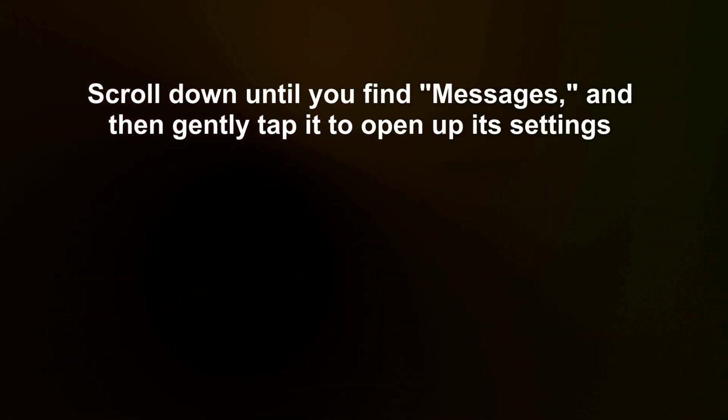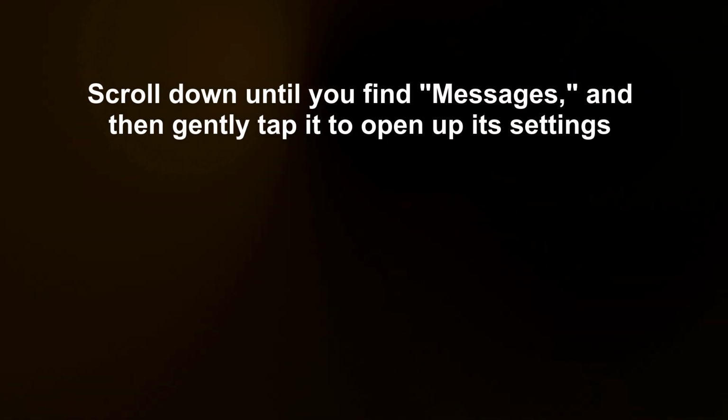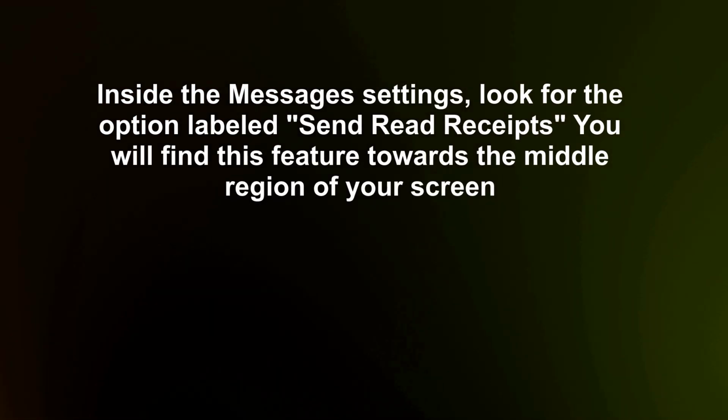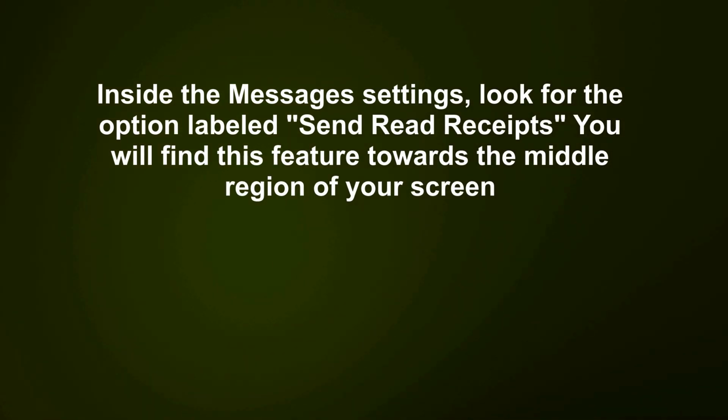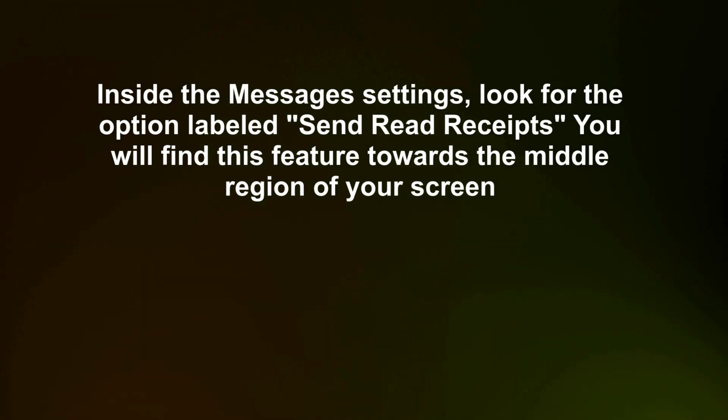Scroll down until you find Messages, and then gently tap it to open up its settings. Inside the Messages settings, look for the option labeled Send Read Receipts. You will find this feature towards the middle region of your screen.